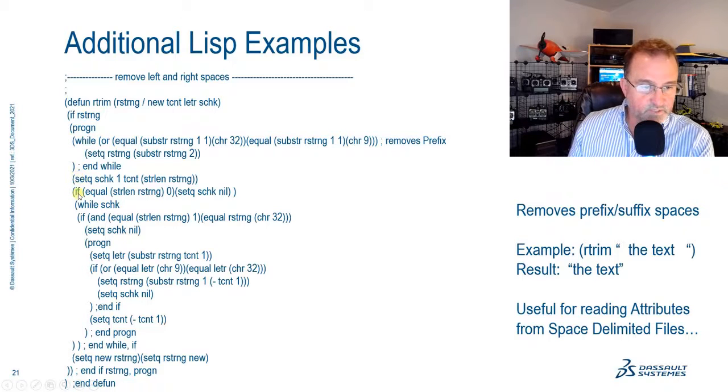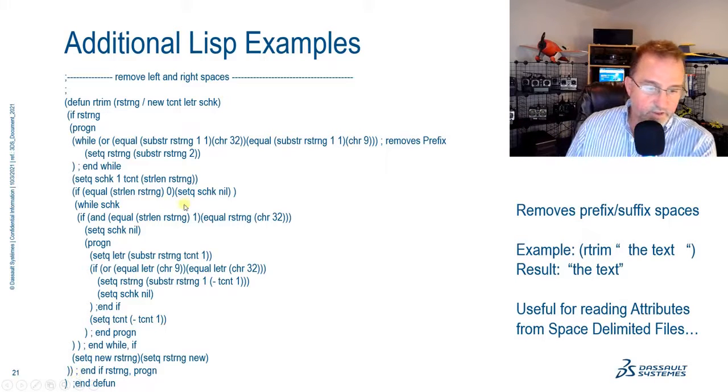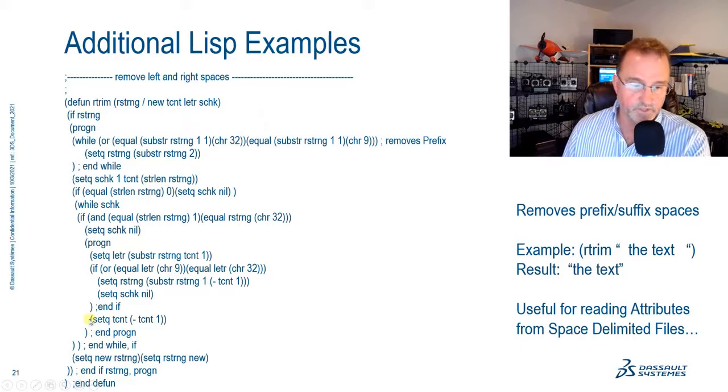And then the rest of this is very similar. It just does that to the trailing edge. So if you get a chance later, you can study it. But it's an example of another Lisp routine that does something with a string, and it might be a useful tool.